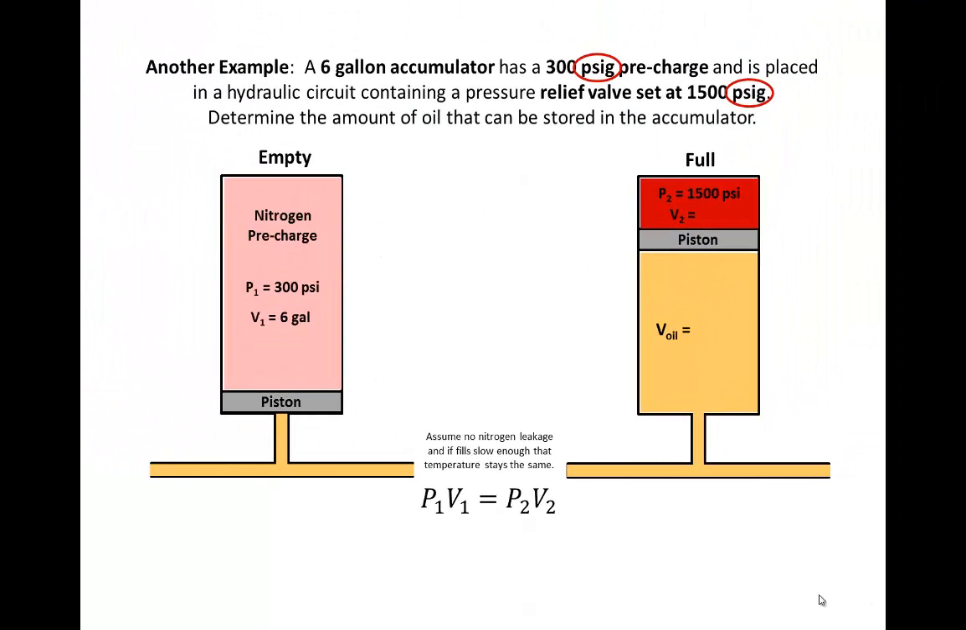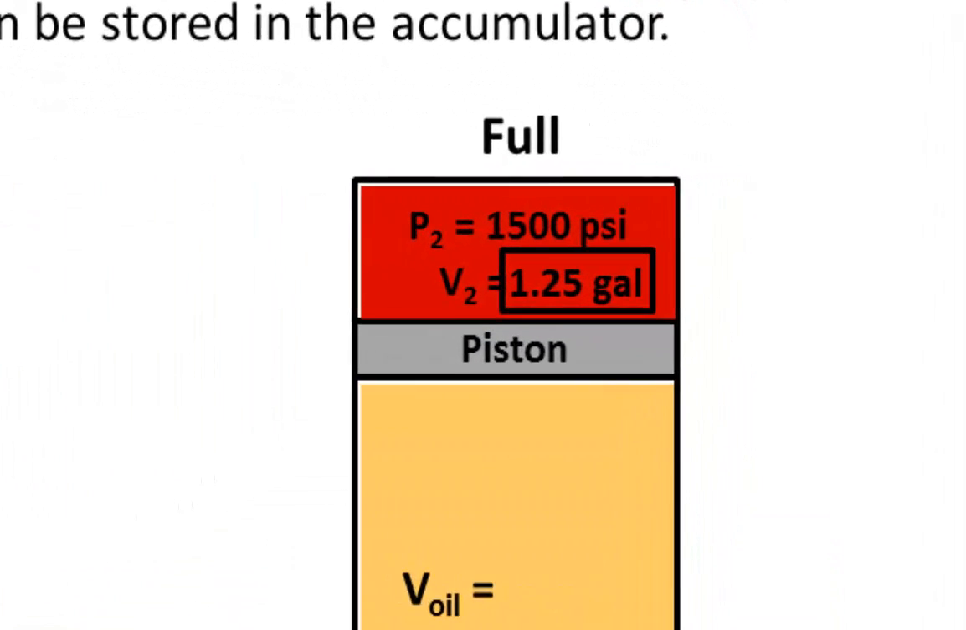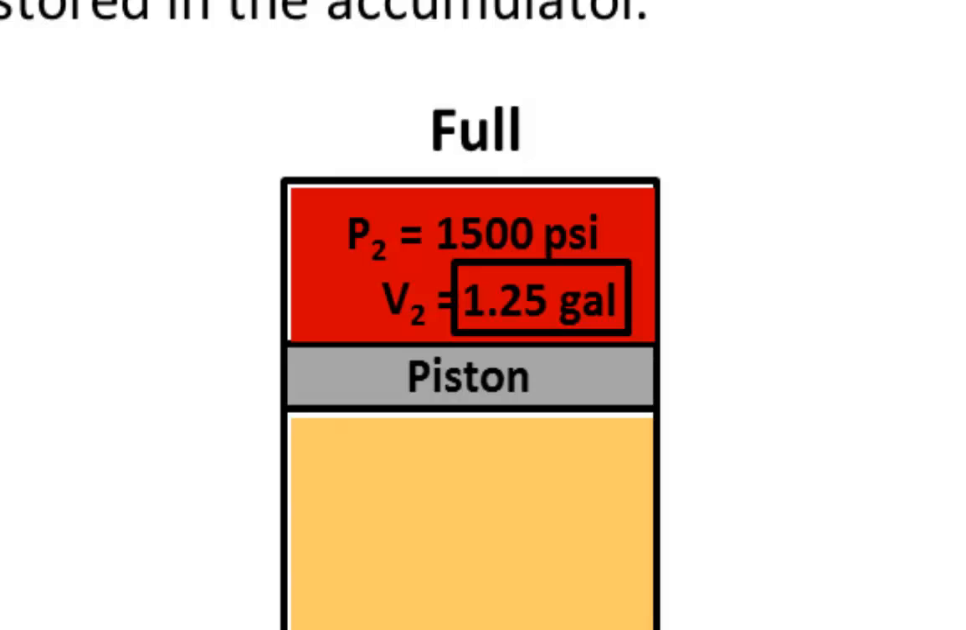Now notice these pressures are more realistic because they're given in gauge pressures. This ideal gas equation requires pressures to be given as absolutes. So notice we've added 14.7 to each of those pressures. And that will allow us to calculate the volume of the compressed nitrogen. In this case, 1.25 gallons. That's this volume here. The compressed nitrogen, 1.25 gallons.